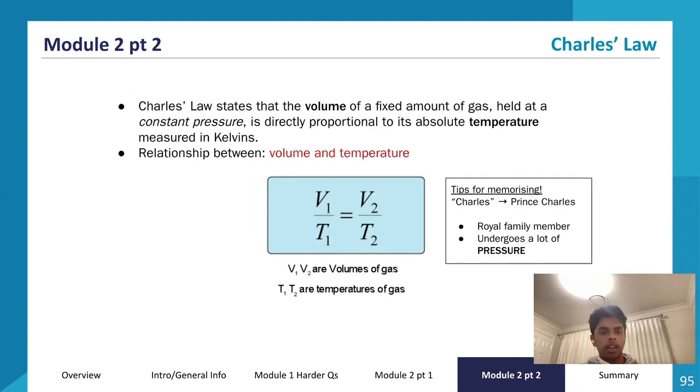Okay, so now let's look at Charles' law. Charles' law states that the volume of a fixed amount of gas held at a constant pressure is proportional to its absolute temperature measured in Kelvin. This is the relationship between volume and temperature. V1 over T1 is equal to V2 over T2. Charles is Prince Charles, a royal family member who undergoes a lot of pressure. It's kind of a trek to memorize this, but if story association helps you memorize it, then go for it. V1 and V2 are volumes of gases, and T1 and T2 are the temperatures of these gases in Kelvin.